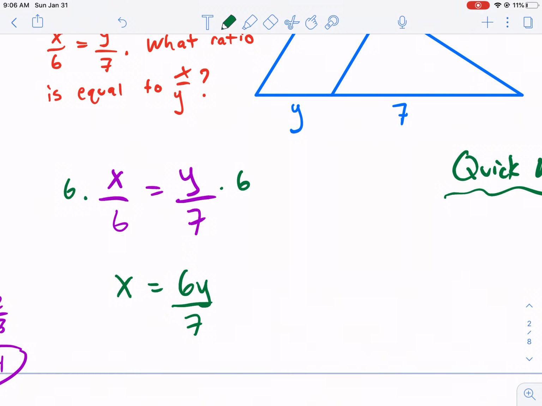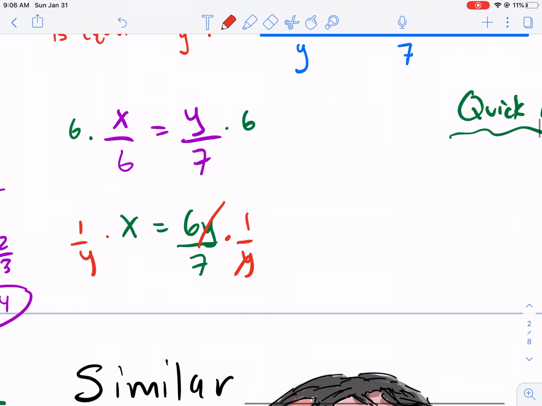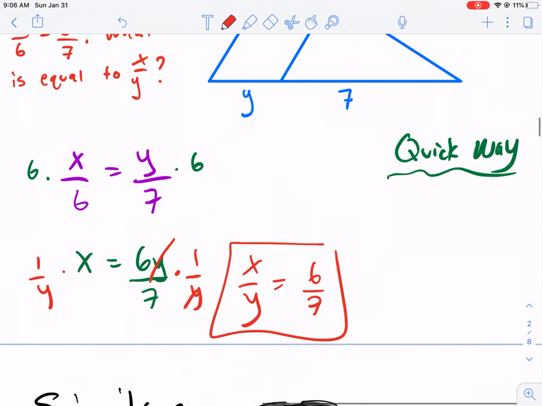Now, we want this y to be over here, right? So what we can do is we can multiply both sides by 1 over y. Okay? And what that will do is it'll cross off the y's on the right, leaving us 6 over 7. And on the left, we're going to have x times 1 over y, x over y. So we get 6 over 7 with that ratio.